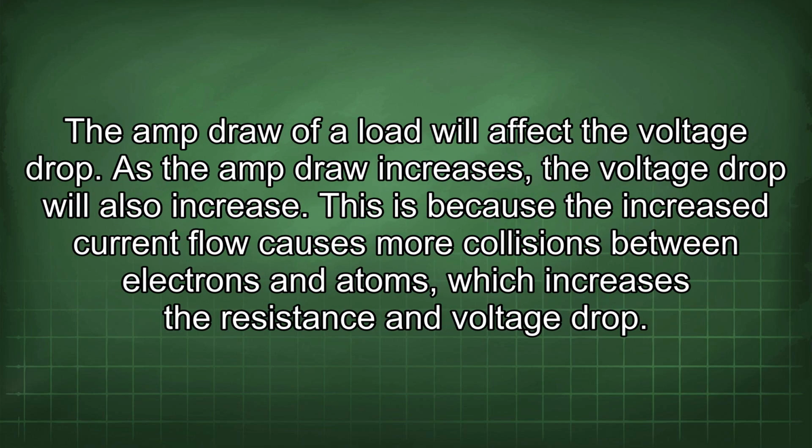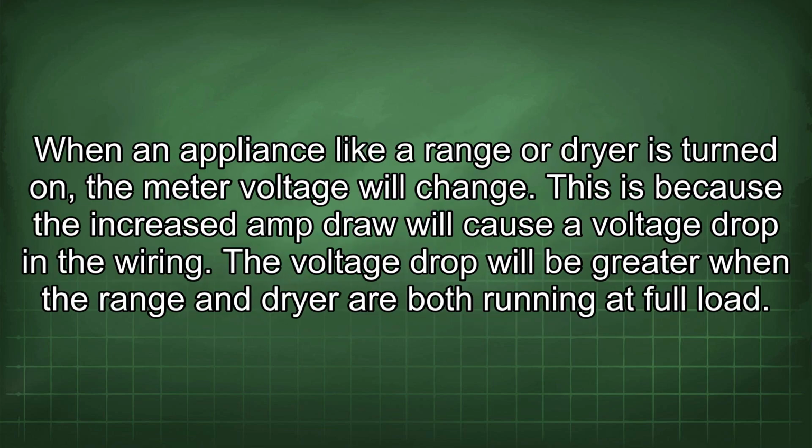The amp draw of a load will affect the voltage drop. As the amp draw increases, the voltage drop will also increase. This is because the increased current flow causes more collisions between electrons and atoms, which increases the resistance and voltage drop. When an appliance like a range or dryer is turned on, the meter voltage will change. This is because the increased amp draw will cause a voltage drop in the wiring. The voltage drop will be greater when the range and dryer are both running at full load.